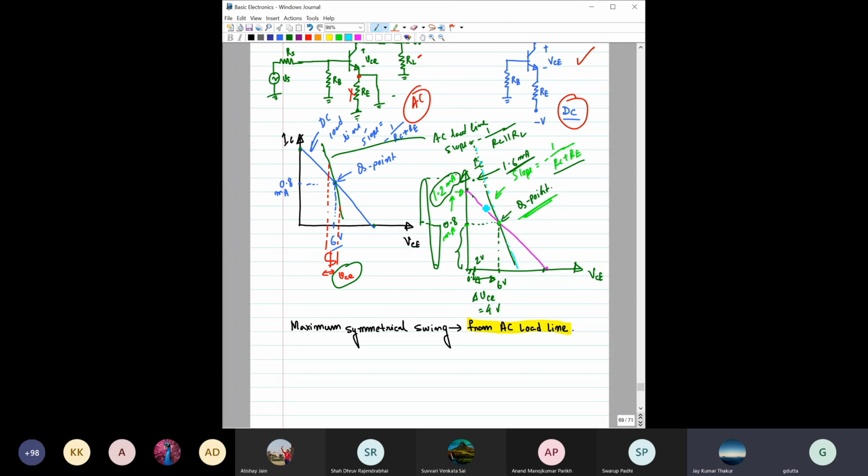Sir, what is that middle green point that you have made? 1.6 milliampere. Yes, sir, this one. This is the total swing. If this swing is 0.8, then to get a symmetrical output of IC, this should also be 0.8. So the total amplitude, from here, the value of small i_c is equal to 1.6 milliamps.